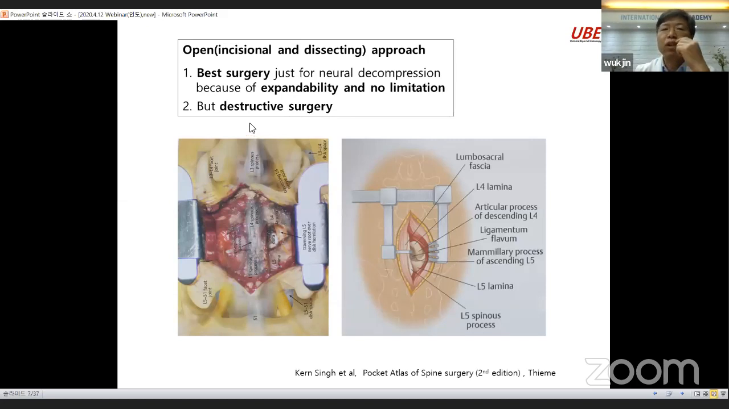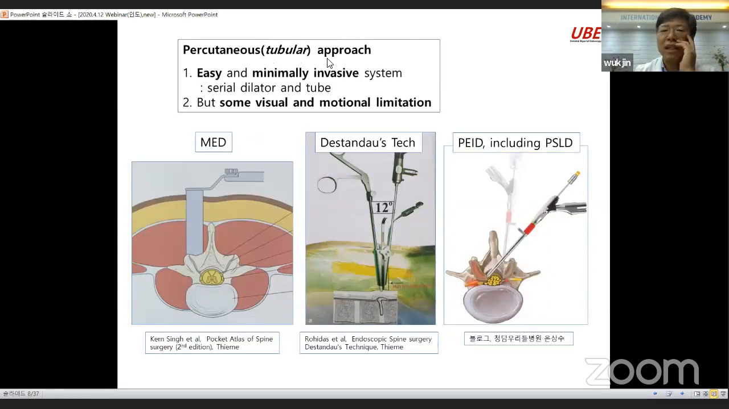In the open approach, I think it is the best surgery for neural decompression because of its expandability and low limitation. But it is a destructive surgery. Second group, percutaneous tubular system, is a relatively easy and minimally invasive system. It has serial dilating tubes, but I think there is some visual and motional limitation, so the indications are limited. This is the MED system, the Rohidas technique, and PSLD.